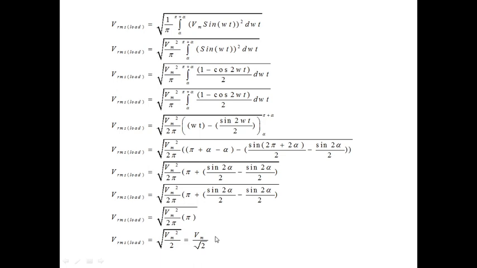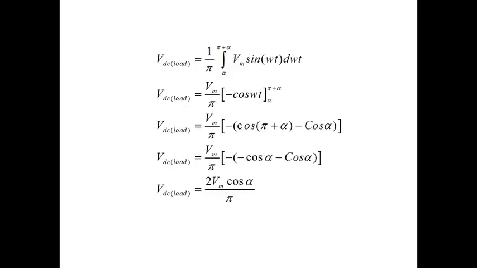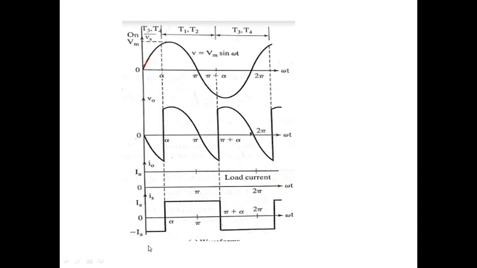What is the meaning? Vm by root 2 is equivalent to the RMS value of the source voltage. So the RMS value of the load here is the same as the source, because the entire waveform is there on the load side. So this load RMS is the same as the source RMS. Okay. Next class I will talk about load current. Now I will stop.